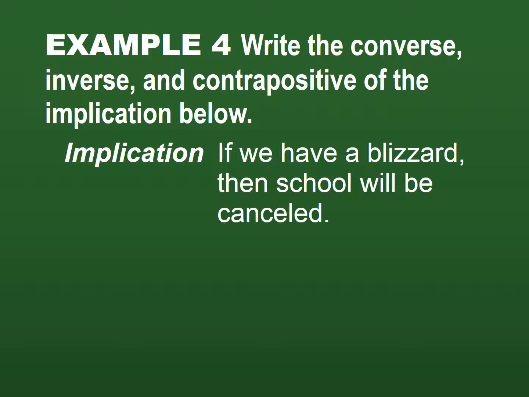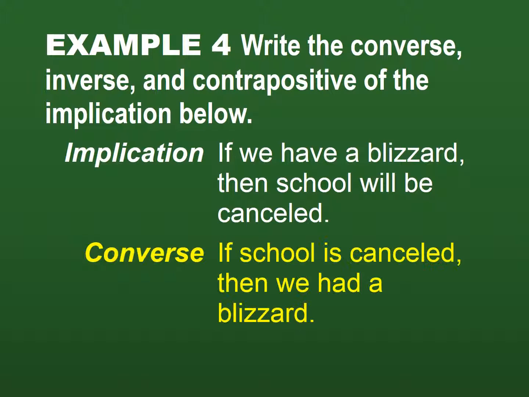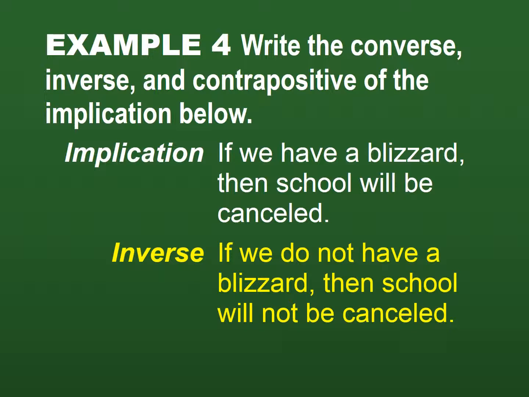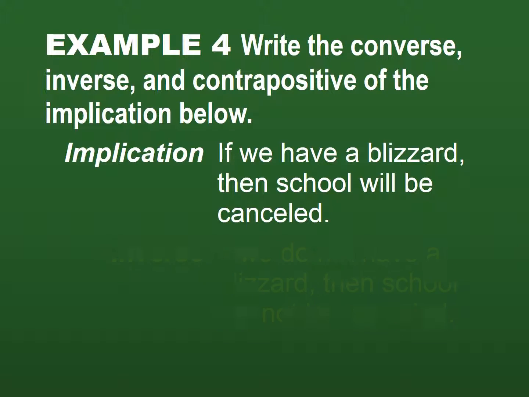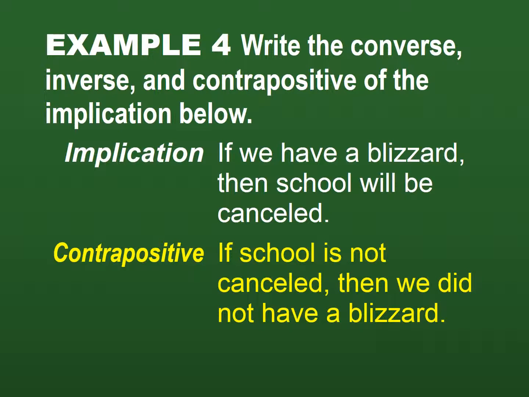So let's do an example. We write the converse, inverse, and contrapositive of this implication: if we have a blizzard, then school will be canceled. The converse is switching it: if school is canceled, then we had a blizzard. The inverse is negating: if we do not have a blizzard, then school will not be canceled. And the contrapositive is doing both, you switch and you negate: if school is not canceled, then we did not have a blizzard.